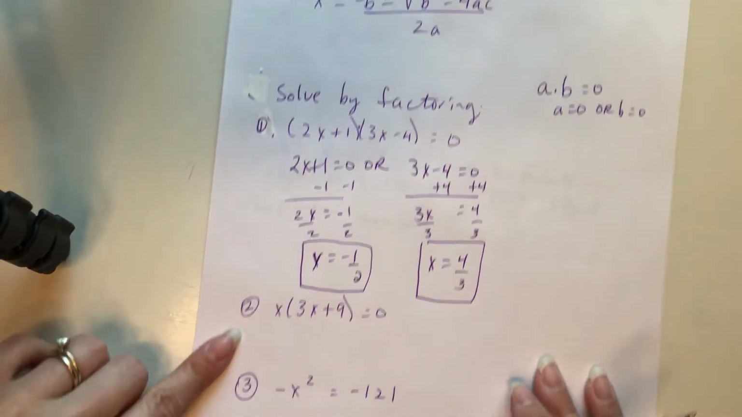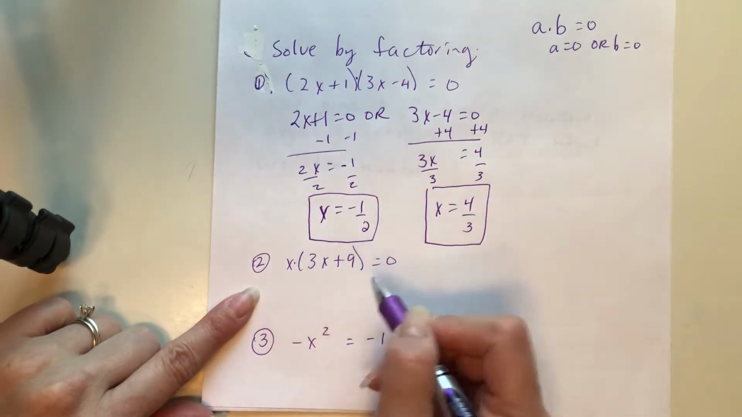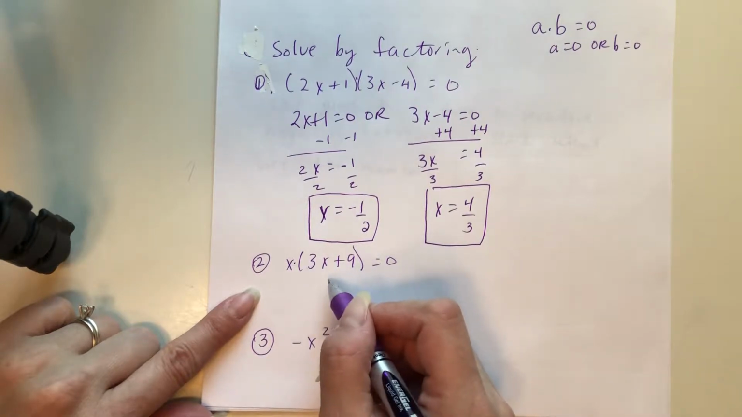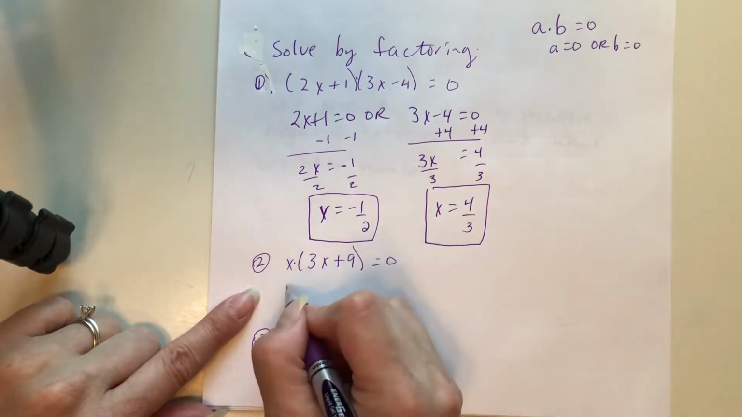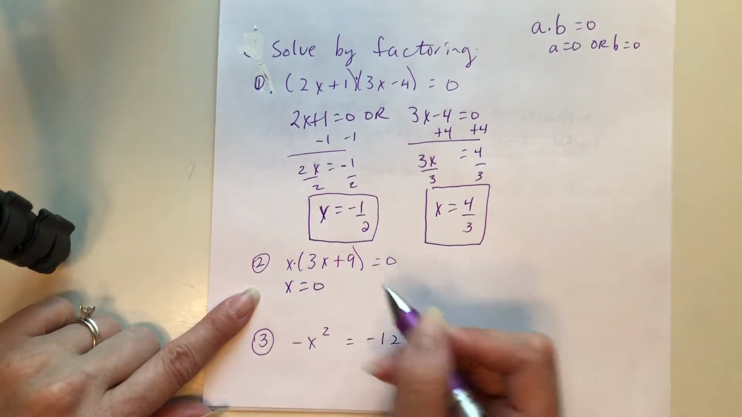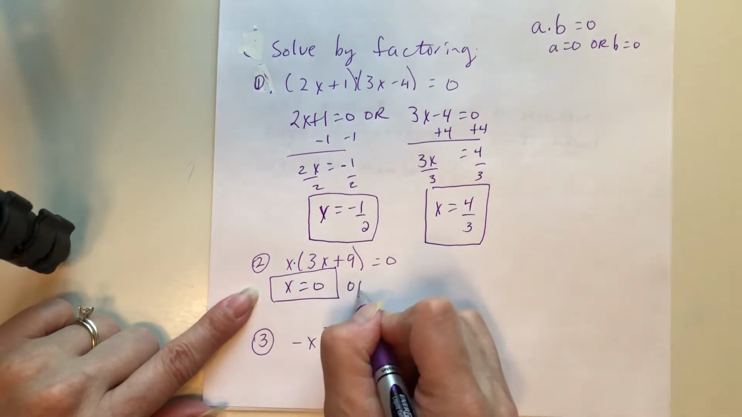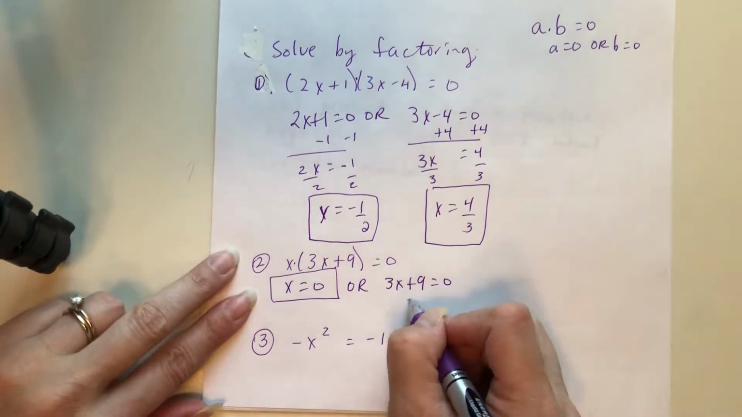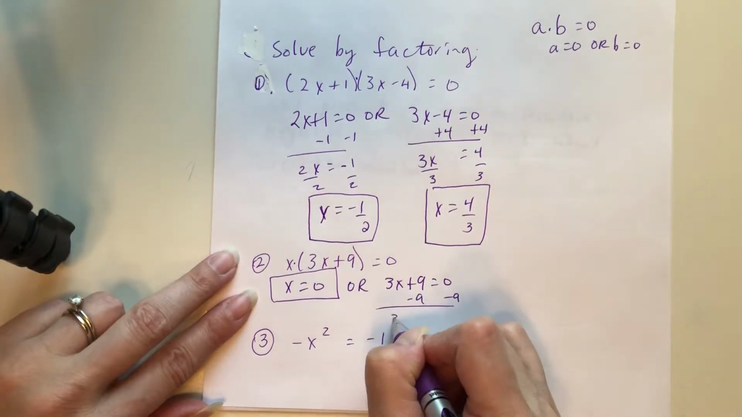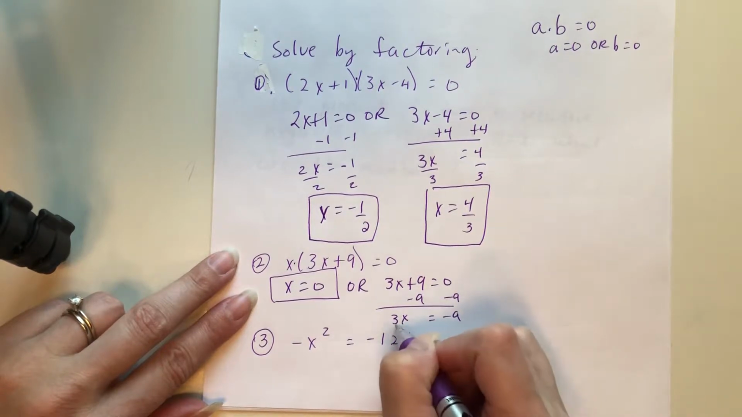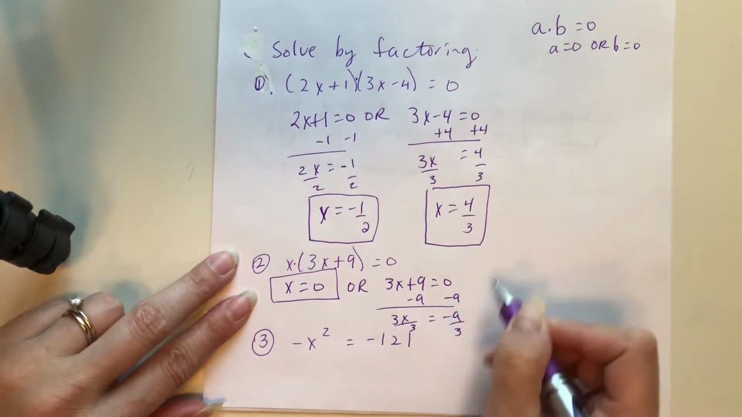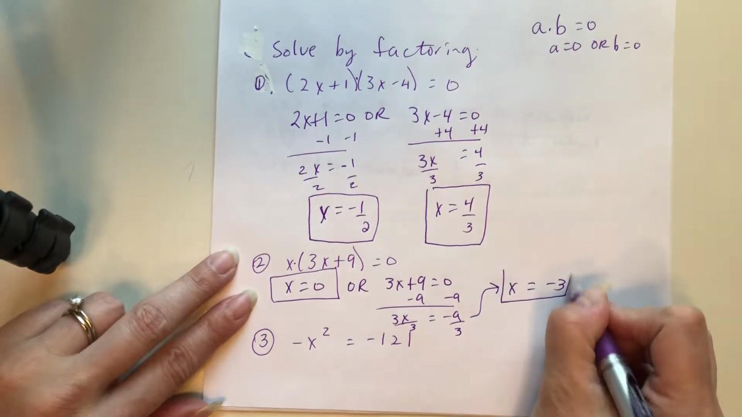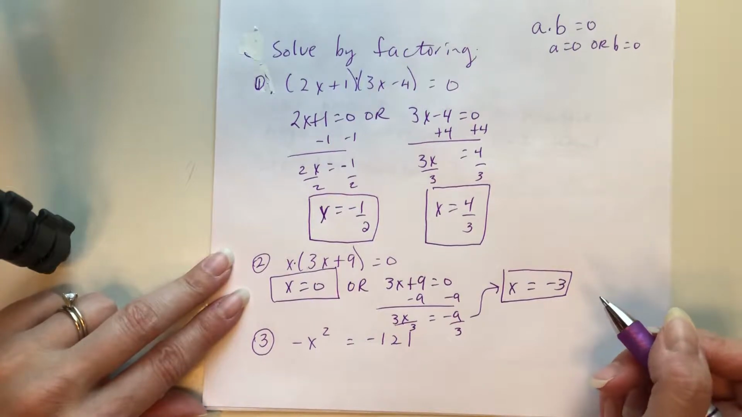In number 2, we have x(3x + 9) = 0. So the two factors are the x and the 3x + 9. So we set each of those to 0 and solve. So x = 0, or 3x + 9 = 0. So here you subtract 9 on both sides. 3x = -9. Divide by 3. x = -3. So x = 0 or x = -3.